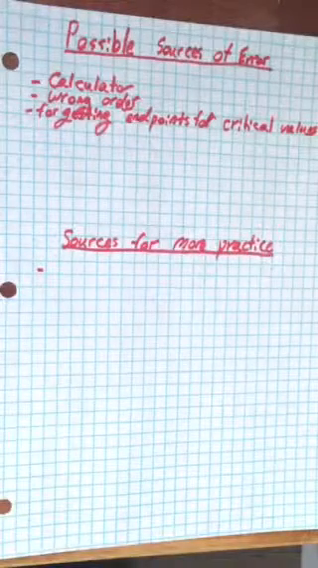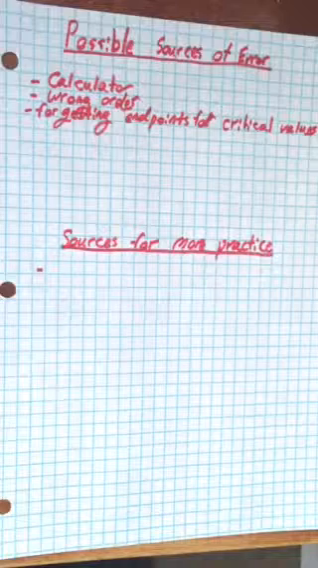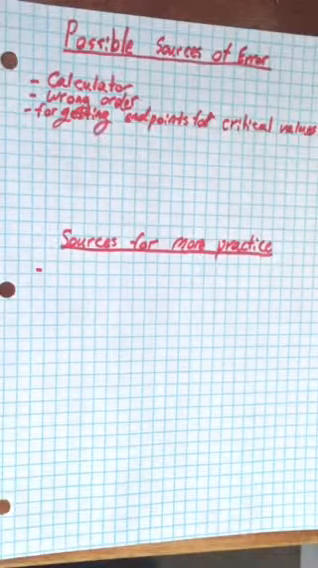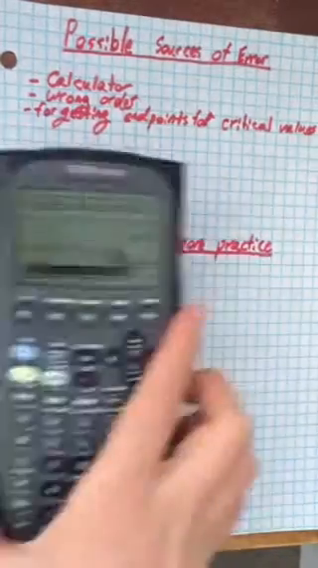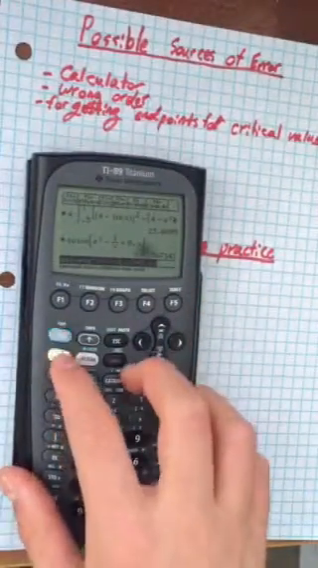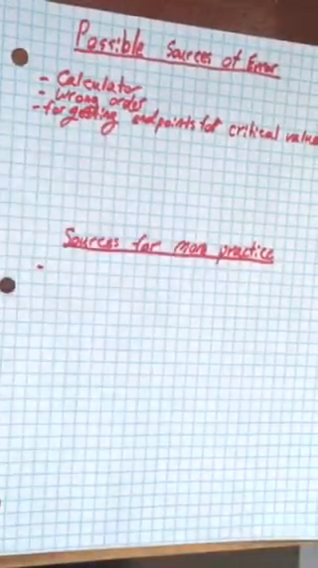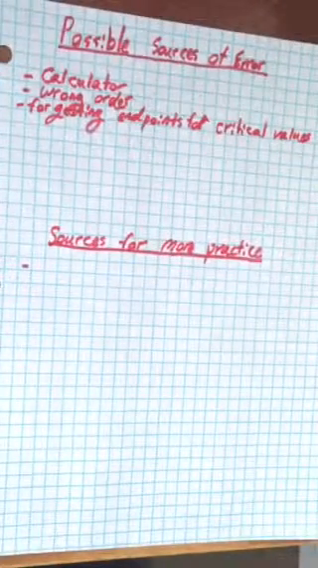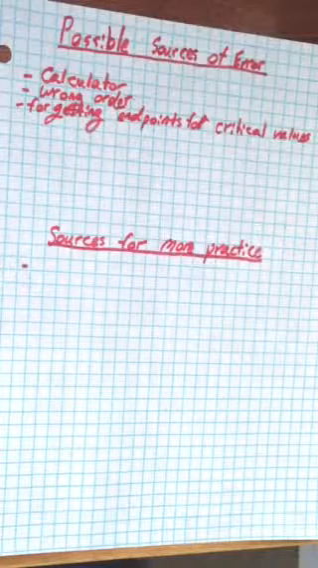Now, possible sources of error. What you want to do here is make sure all your calculator stuff is correct. Don't mess up on your parentheses. Make sure you're plugging in the right values. On some calculators, you have to do the second and then the green triangle or green diamond thing. Make sure you're pressing the right one. You don't want to get the wrong one there. Make sure you have the correct order when you're plugging in. And then make sure you're using the endpoints for your critical values.